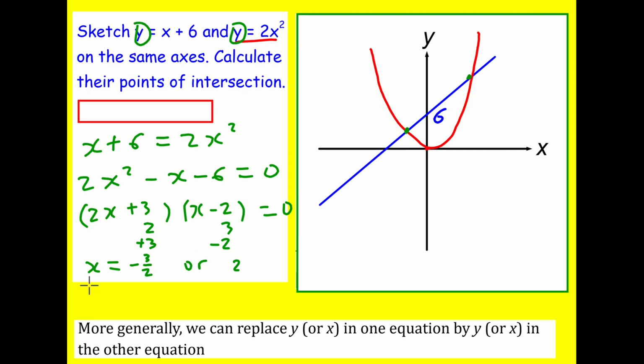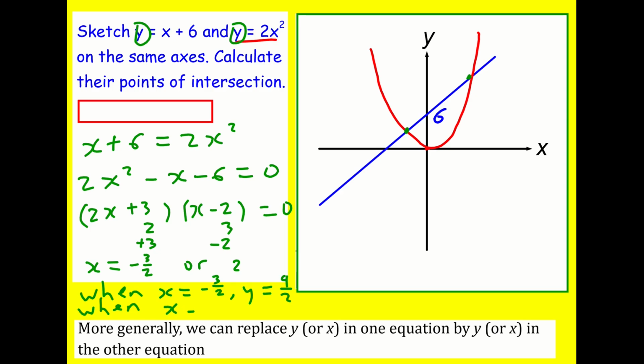Now, I don't like to just say y equals, I like to link them together. So when x equals minus 3 over 2, substituting it back in, y will equal minus 3 over 2 plus 6. That's minus 1.5. So we're going to get 4.5, which is 9 over 2. Okay, you can do this on the calculator. You can leave it as a mixed number if you want.